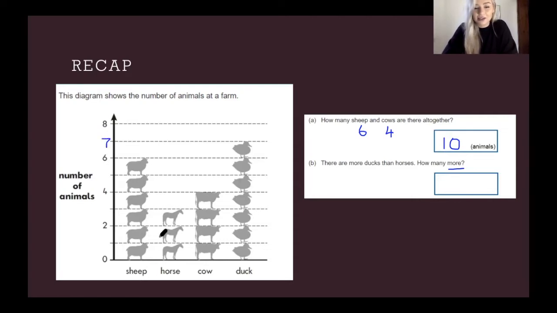However, our answer isn't 3 or 7. We need to work out the difference. We need to see how many more ducks there are. We know that there's 1, 2, 3 horses, so we can cancel these ones out. We need to see how many more ducks there are. Let's count them. 1, 2, 3, 4. There are 4 more ducks than horses.